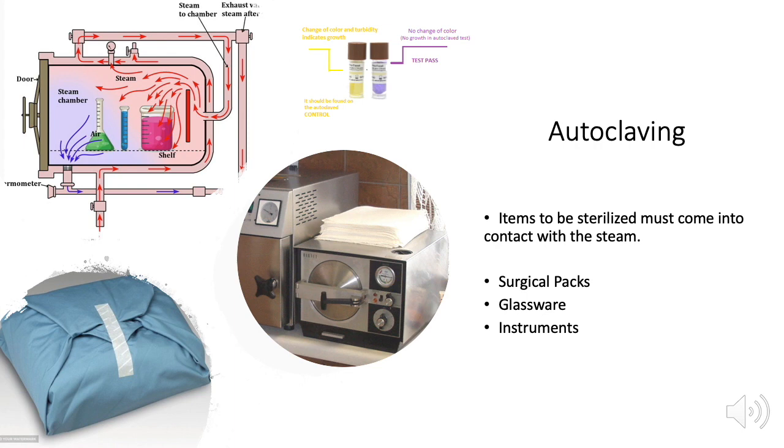But in order to maintain that temperature for an extended period of time, we have to apply this under pressure. So that's why an autoclave is just really a great big pressure cooker. When autoclaving, something to keep in mind, whatever is going to be sterilized has to come into contact with steam. This is why surgical packs are wrapped in cotton and cloth, because if they were wrapped in plastic, the plastic is impenetrable to the steam. But if we wrap them in cloth, then the steam is able to pass into the cloth, and autoclaving will be effective.